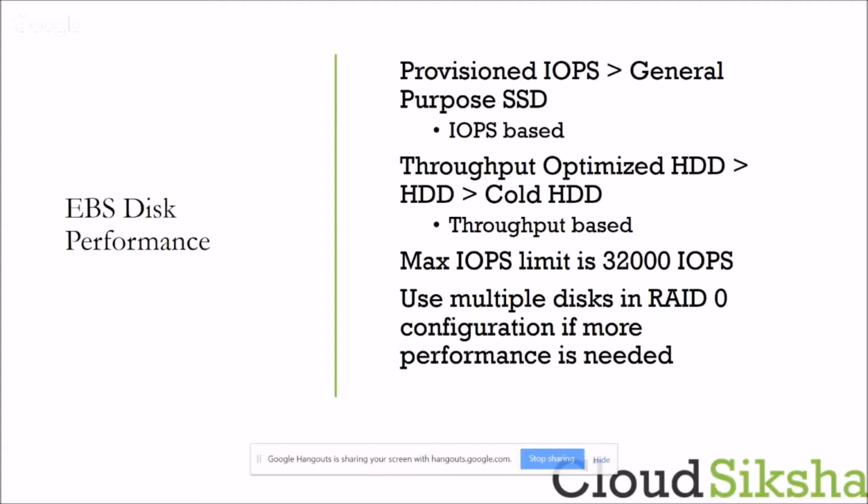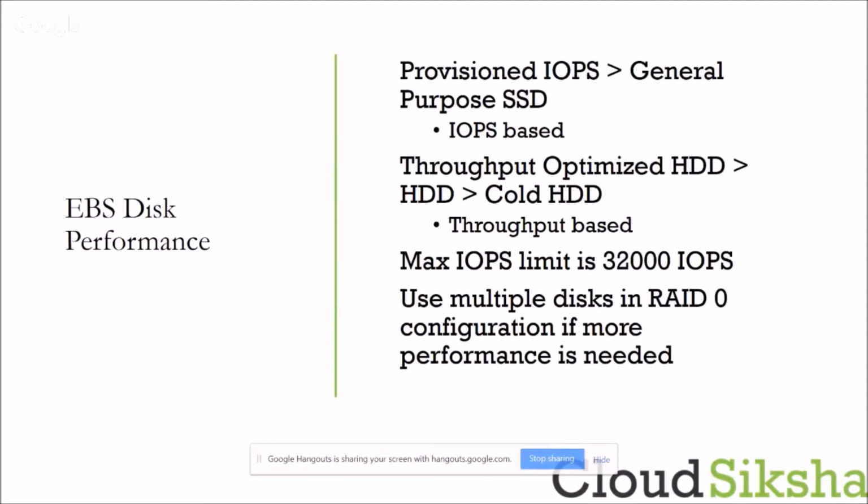But the idea is, what if you want more storage than what is given to you? What if you want more performance than what is given by a single disk? Then you can go on to do what is known as a RAID 0. So you can do a RAID 0 configuration on the disks. So take 4 disks, make a RAID 0, and you will get much higher IOPS than what you can get for a single disk. And similarly, RAID 0 will give you much larger disk space than what a single disk can give.